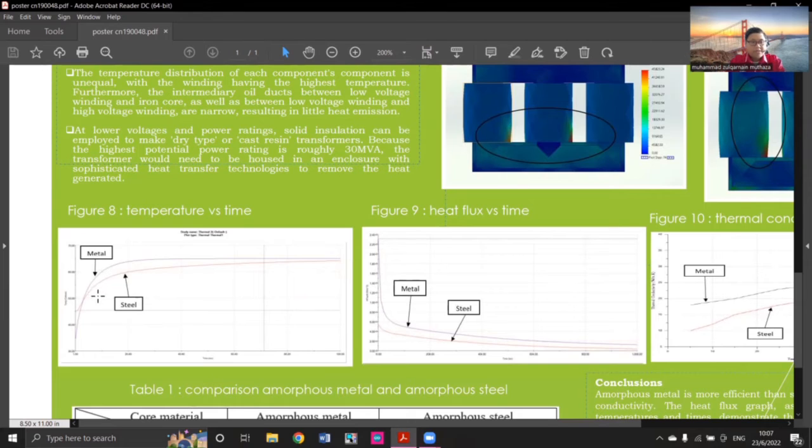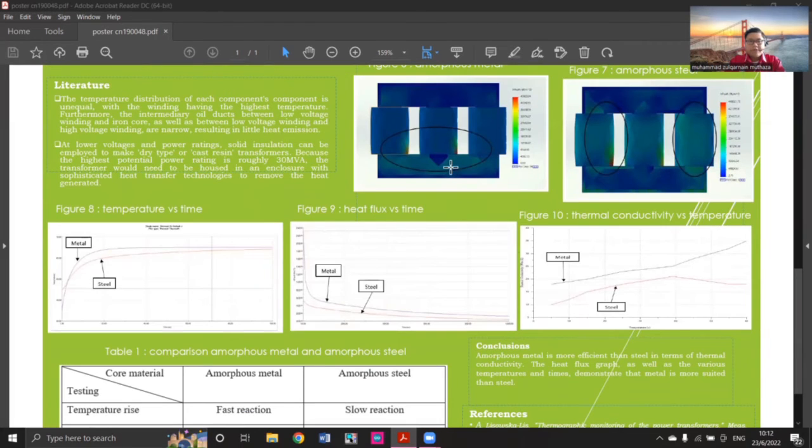But as you can see, the metal starts from 35 degrees and responds faster until 16 degrees, faster than the steel, because the steel at the initial time is already at 45, but the reaction slowly going to 16 takes time.